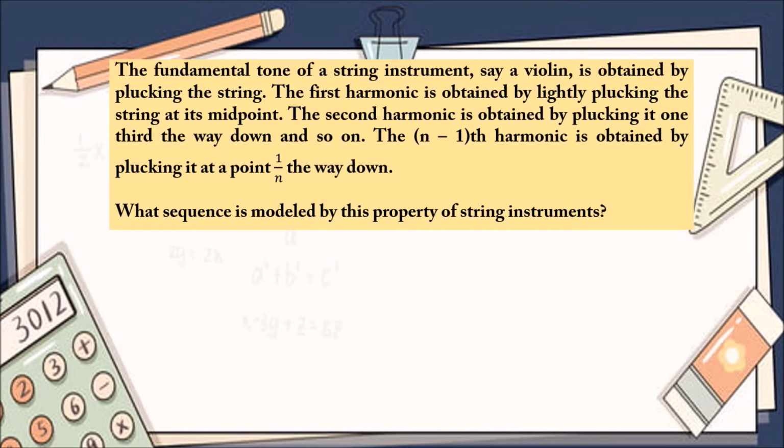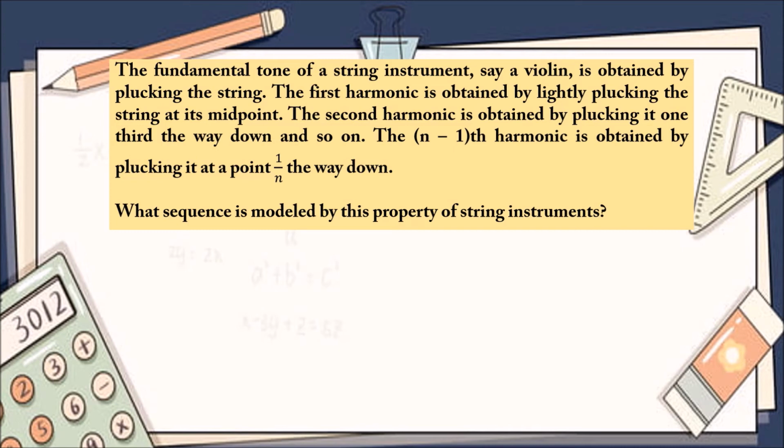Now let's get to know more situation involving sequences. The fundamental tone of a string instrument, say a violin, is obtained by plucking the string. The first harmonic is obtained by lightly plucking the string at its midpoint. The second harmonic is obtained by plucking it 1/3 the way down, and so on. The n-1th harmonic is obtained by plucking it at a point 1/n the way down. What sequence is modeled by this property of a string instrument?